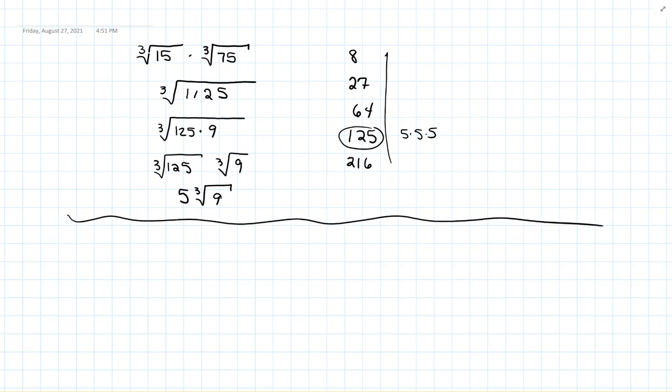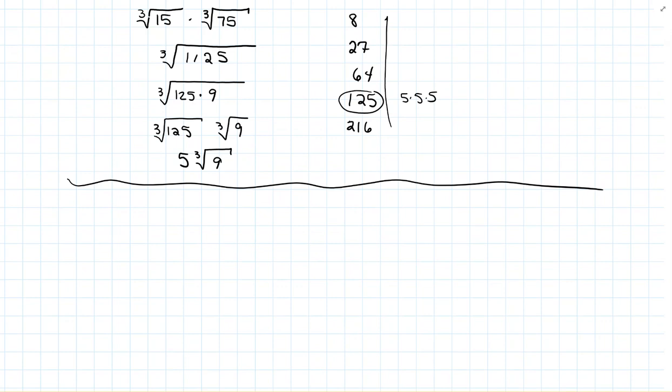Another way to do it, and not quite so calculator heavy, is to take the cube root of 15 times the cube root of 75. But rather than multiply it out, I'm just going to create a factor tree. So for 15, I can break that up into 3 times 5. And then for the cube root of 75, I'm going to break 75 down. So 3 times 25, and then 5 times 5.